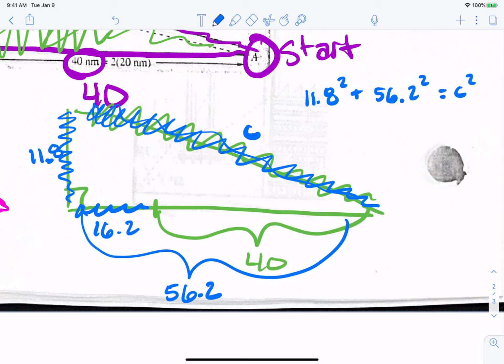So 11.8 squared plus 56.2 squared is, we'll call this side C, C squared. Okay, so we need some calculations. 11.8 squared plus 56.2 squared is 3297.68, equals C squared. And if I square root that, I get 57.4.